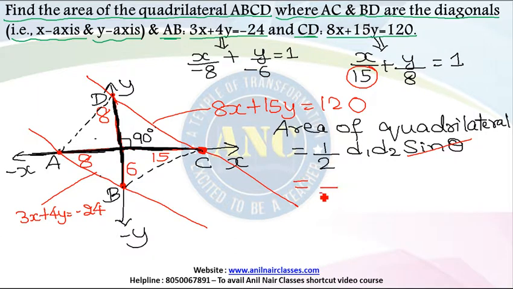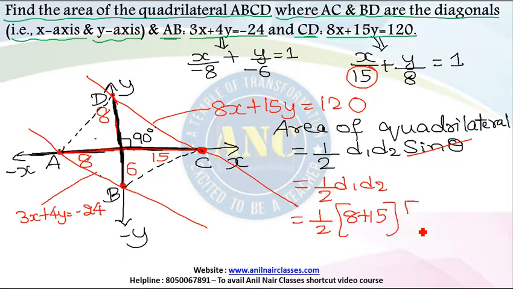So it is half into d1 d2. Now what is the length of the first diagonal? If I consider this AC as the first diagonal, from A to origin it is 8, from origin to C it is 15. So the first diagonal is 8 plus 15. What is the length of the second diagonal? From B to origin it is 6 units, from origin to D it is 8 units. So it is 6 plus 8. Simplify this, you will get the answer.